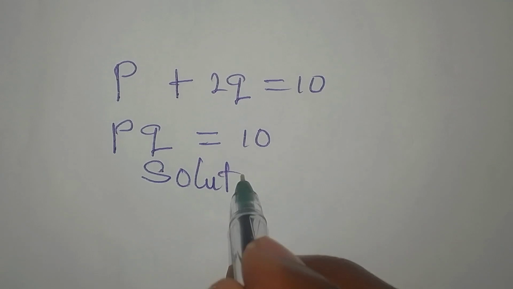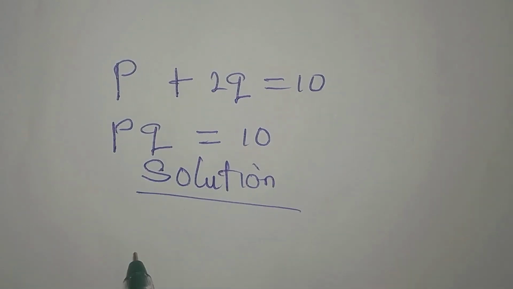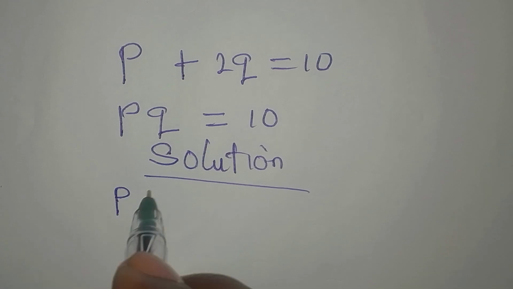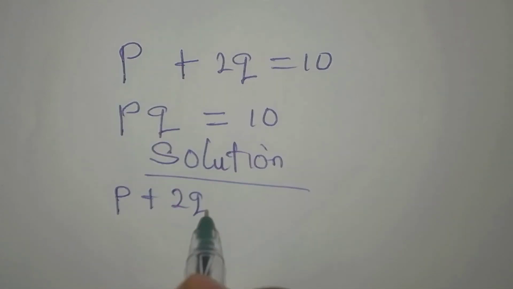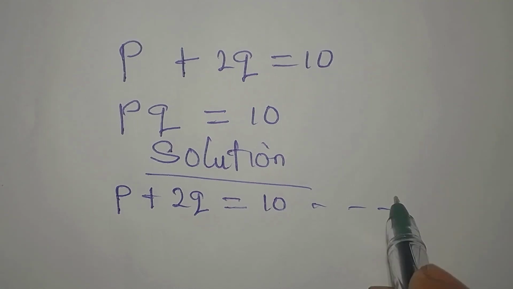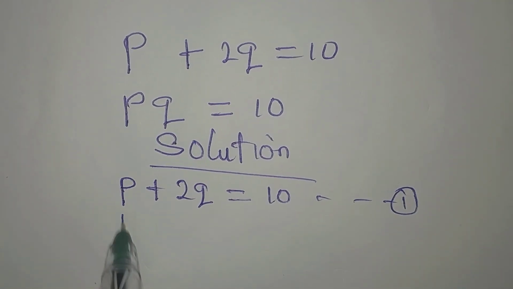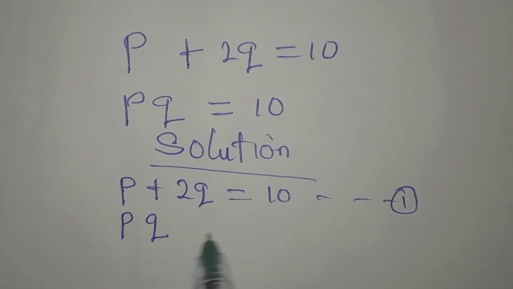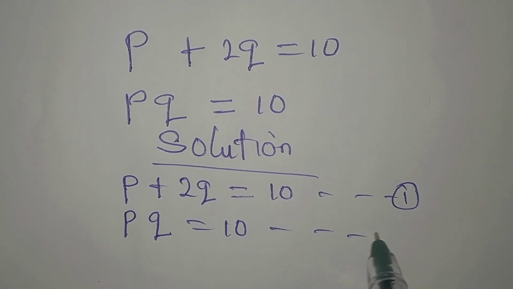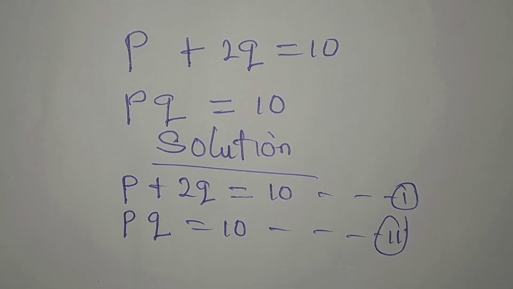Let's provide the solution to this problem. The first equation is P + 2Q = 10. This is our equation 1. Then PQ, that's P times Q, equals 10 again. That is our equation 2.